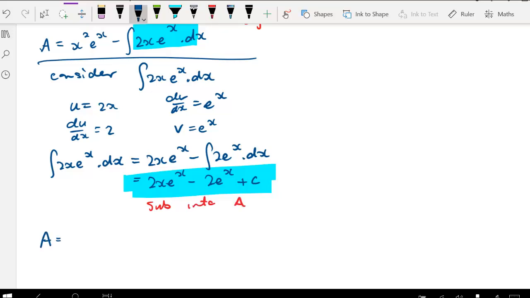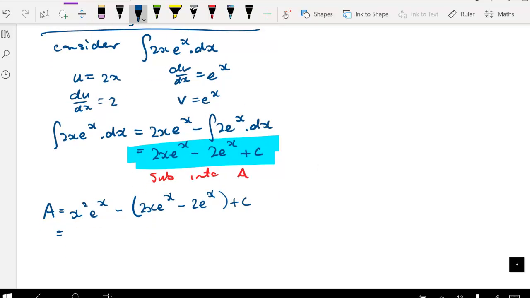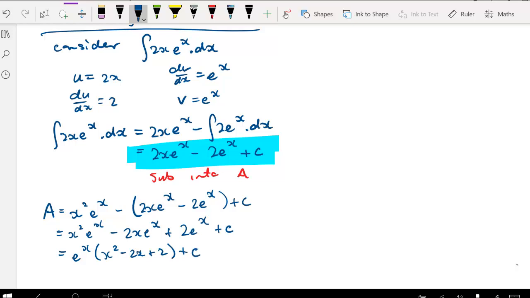So we've got a is equal to x squared e to the power of x, subtract this integral, which is 2x e to the x, subtract 2e to the x plus c. So we have x squared e to the x, subtract 2x e to the x plus 2e to the x plus c. If we see a common factor here of e to the x, we've got inside the bracket x squared, take 2x, plus 2, plus c. And so this here is our final integral.